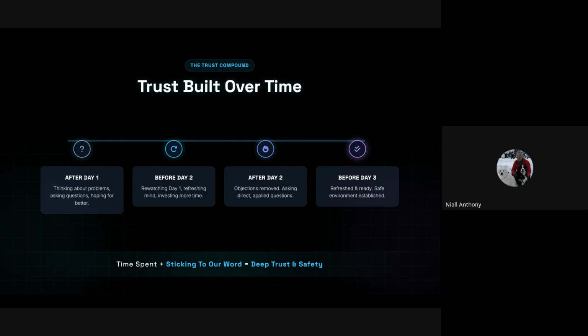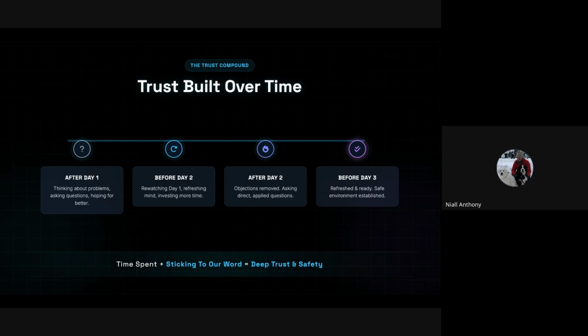Then before day 3 starts, once again, they are refreshed. We send an email with the refresher of day 2, which is, again, more time spent with you. Then we promised them we would not pitch and we would not sell anything in day 1 or 2. And this creates a sense of trust and safety, right? Because we have stuck to our word. Nobody else in the industry sticks to their word. It's always a backhanded pitch, right? We're sticking to our word, and it builds that sense of trust.